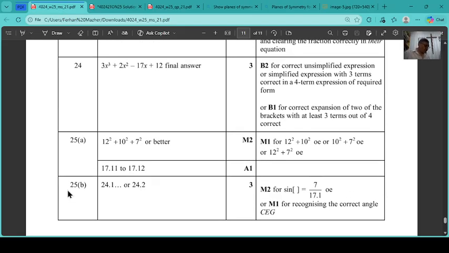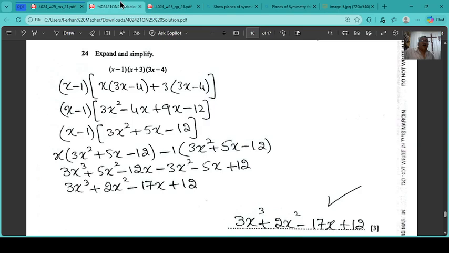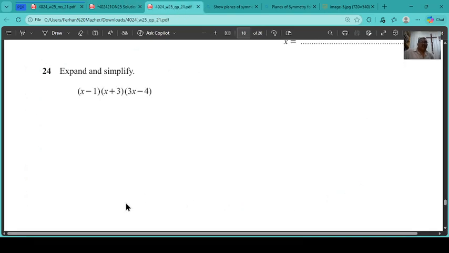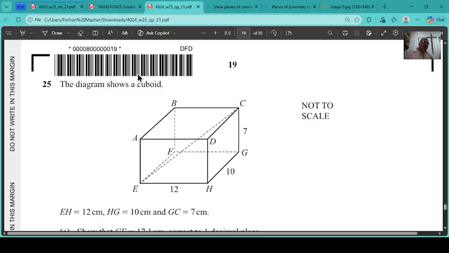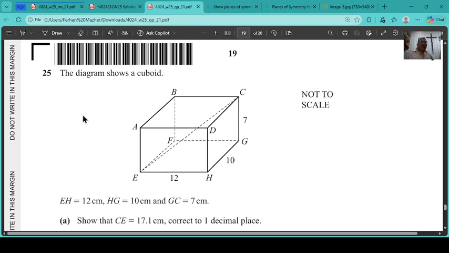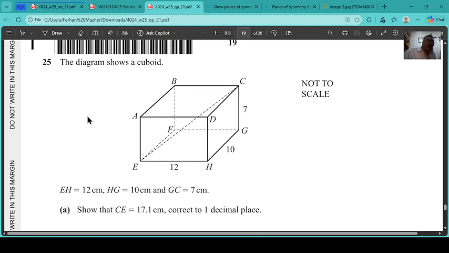The marking scheme is showing up on your screen. So our answer is right, sir. This was a 3 marks question. So let's go to the next question. The next question coming up on your screen is question number 25. It says the diagram shows a cuboid. So here we have a cuboid.